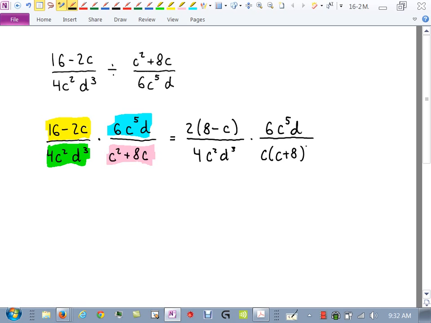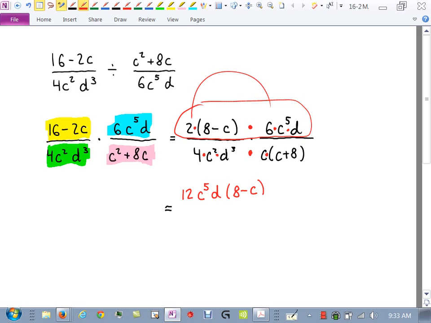Yep. All right, now remember, because everything's been factored, we have multiplication between, let's say, I'm putting the red dots here. It's all multiplication, multiplication there, multiplication, multiplication. There's even multiplication across the top and bottom, right? So what I'm going to do, just to make this a little bit cleaner, is I'm just going to regroup everything. On the top, I'm going to take my numbers and multiply them together. So I'm going to take that 2 and that 6. I'm going to make a 12. I have a c to the 5th. I have a d. And then I'm going to put that 8 minus c in parentheses. Is that all right?